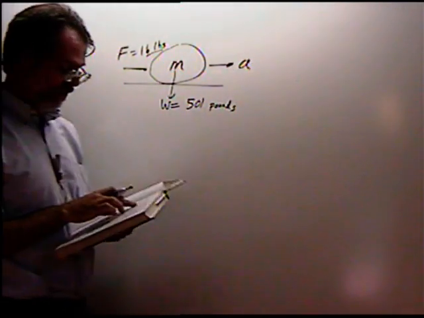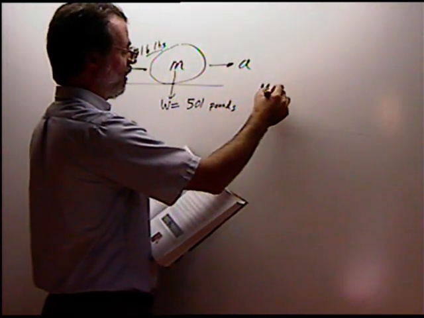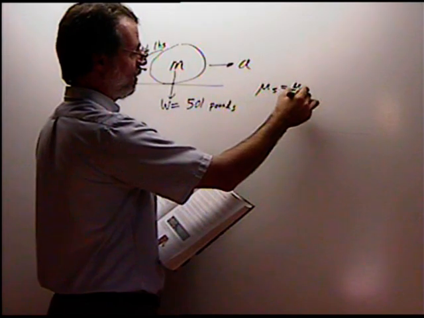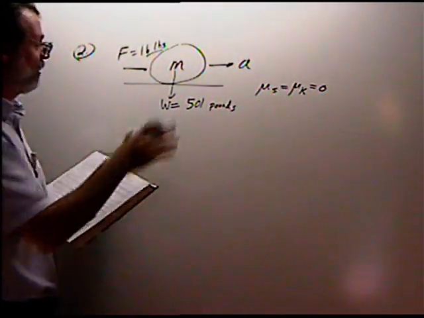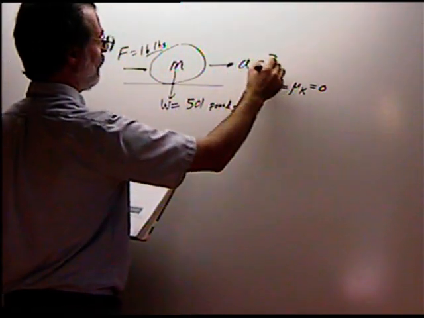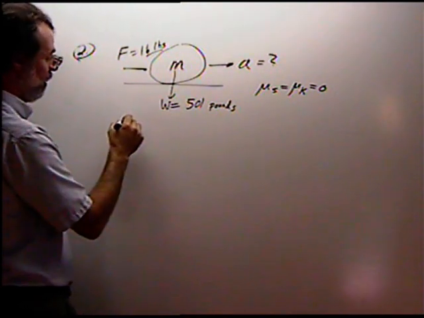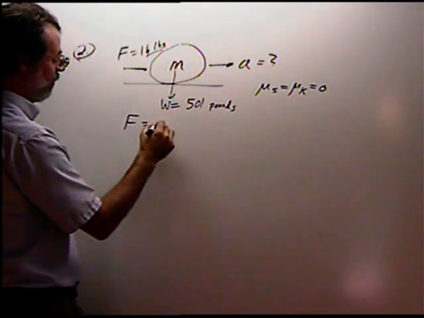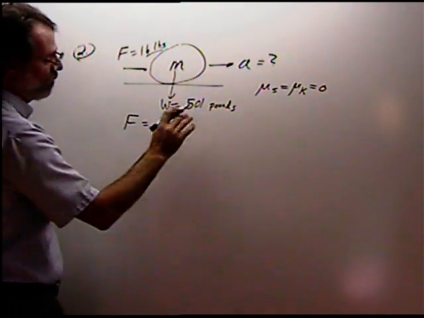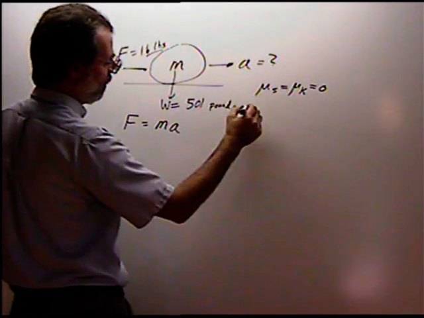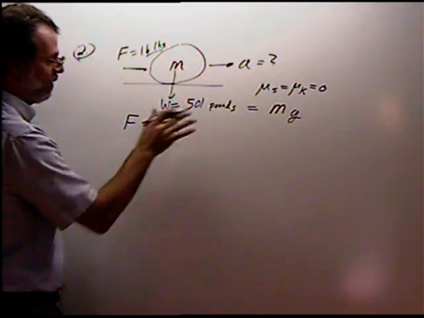And we want to assume that there's no friction, so basically we're assuming that the static coefficient and the kinetic coefficient are 0. No friction. The question is, how fast will it accelerate? Well, we know that F equals ma. Do we know the mass? Well, we kind of know the mass. We know the weight. We know that the weight is equal to the mass times gravity, right? Right here.